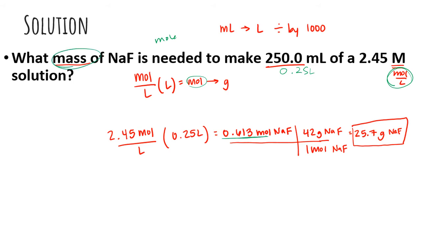Now my question asked me for mass, which is grams. So in order to go to grams, we know that 1 mole of sodium fluoride is 42 grams, and so we multiply and get 25.7 grams. So if I wanted to make this solution, I would literally measure out 25.7 grams of sodium fluoride, and I would dissolve it into 250 milliliters of water.